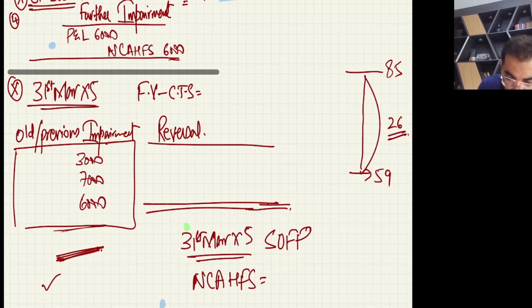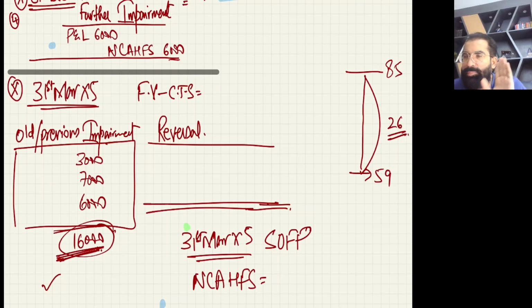This gives you a total of 16,000. So in the past you booked a 16,000 impairment. So the maximum reversal you can do will be limited to this 16,000.